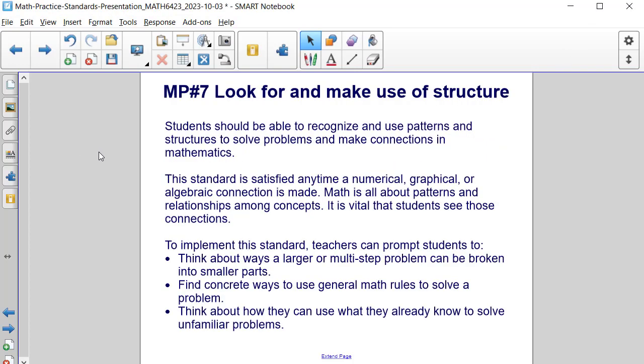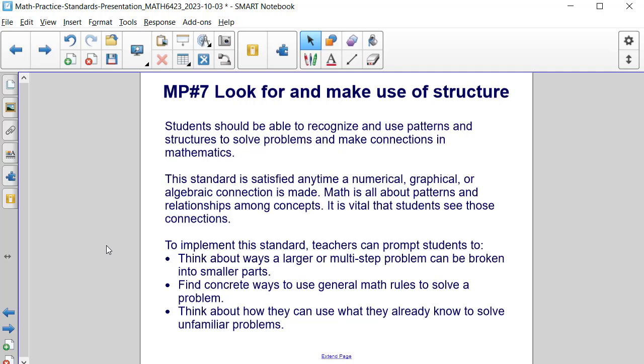Mathematical practice number 7 is about looking for and making use of structure. Students should be able to recognize and use patterns and structures to solve problems and make connections in mathematics. This standard is satisfied anytime a numerical, graphical, or algebraic connection is made. Math is all about patterns and relationships among concepts, and it is vital that the students see those connections.